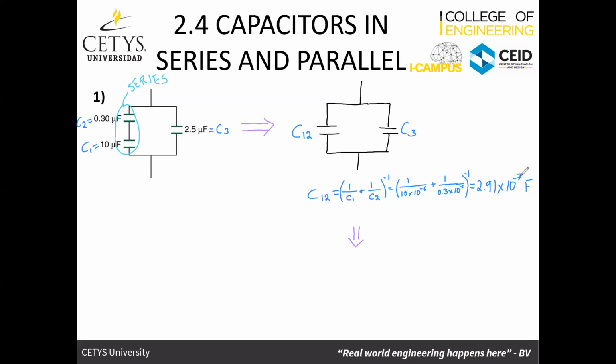Okay, so that is the capacitor 1 and 2. Now, these two capacitors that I have from making the first reduction, can we say that they are clearly in series or clearly in parallel?